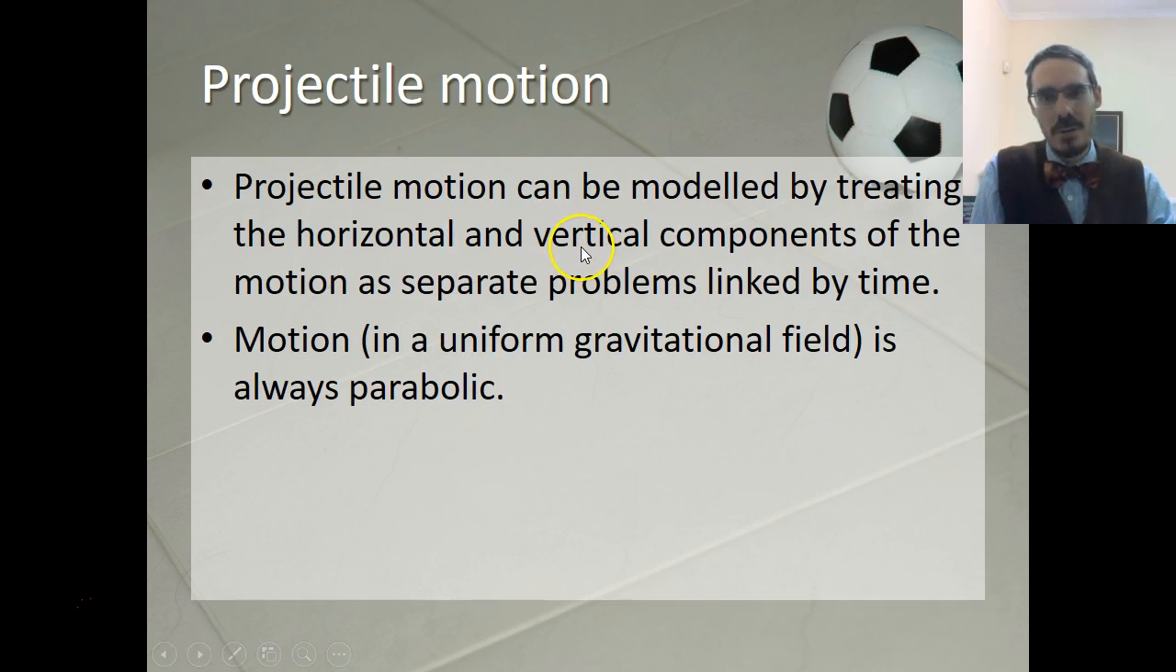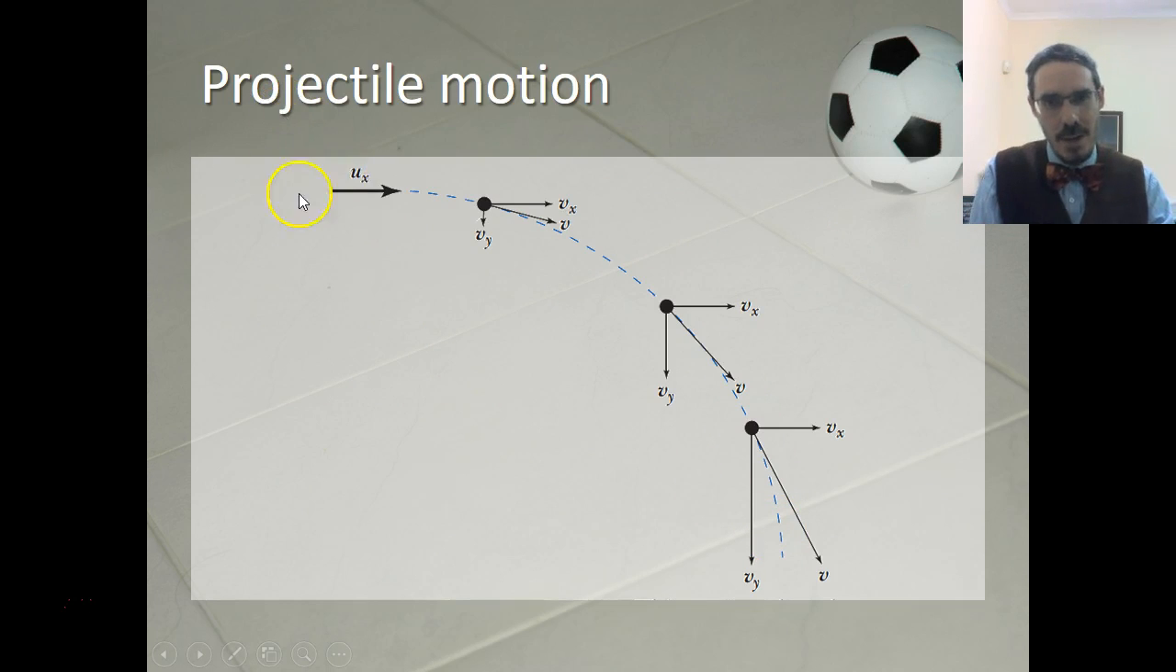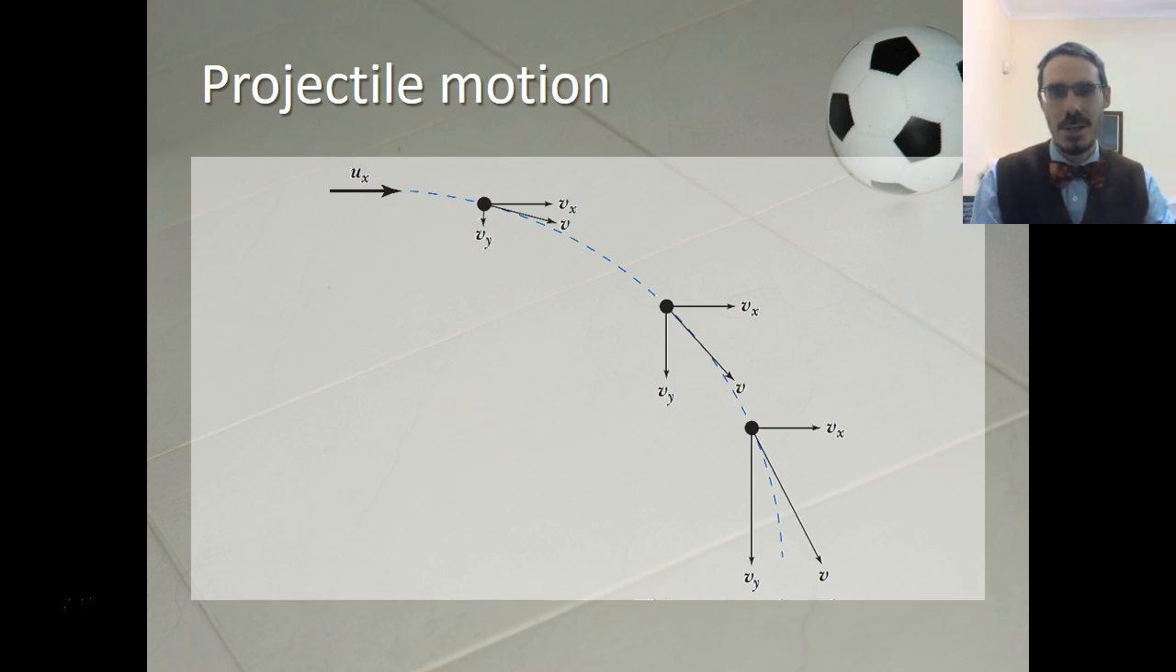So to solve these kinds of problems, what we're going to do is treat them as separate horizontal and vertical problems. In the horizontal problem, the horizontal velocity is constant. In the vertical problem, the vertical acceleration is 9.8 meters per second squared downwards. And this is always going to result in parabolic motion. It's going to come out along a parabola. That's what's always going to happen in a field that has a uniform acceleration.